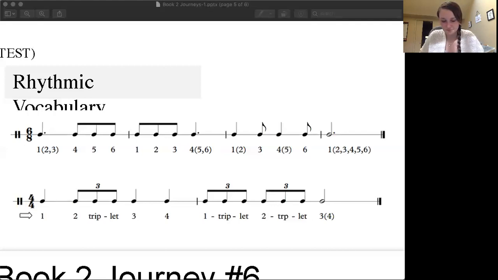So here we have some triplets. In your book, there is a nice little explanation for you that should help you out, but this is just another level of help for you so that you can be an awesome musician and music reader.